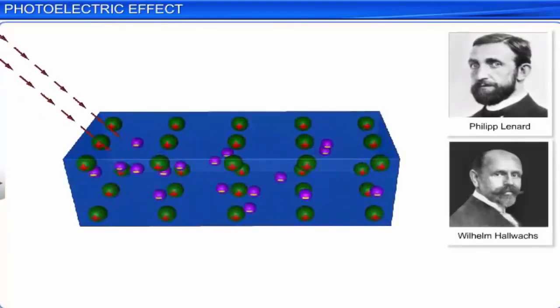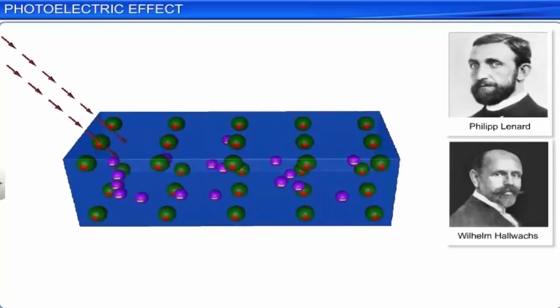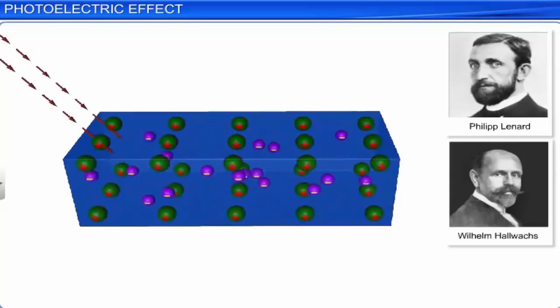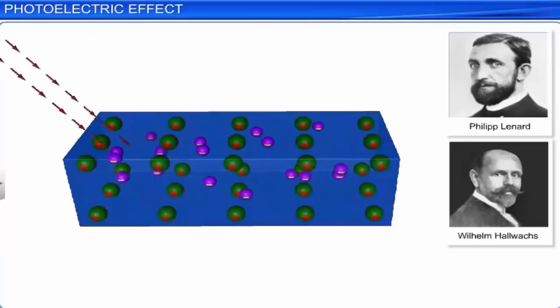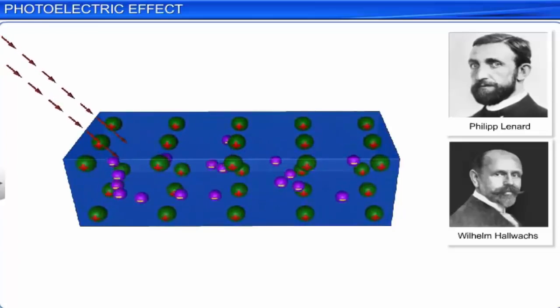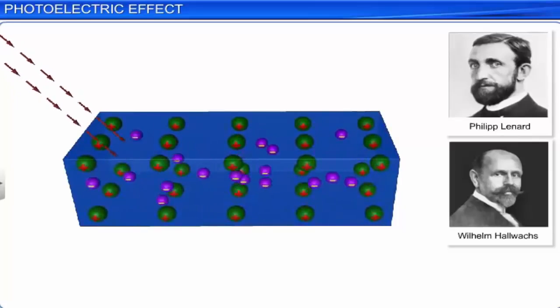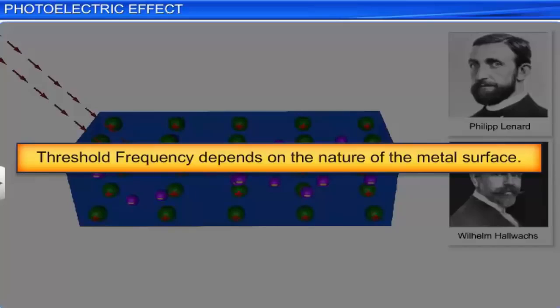Holwachs and Lenard also observed that no electrons were emitted by the surface when the frequency of light was less than a certain minimum value. This minimum frequency of incident light below which no photoelectrons are liberated from the metal surface is known as the threshold frequency or work function. Threshold frequency depends on the nature of the metal surface.